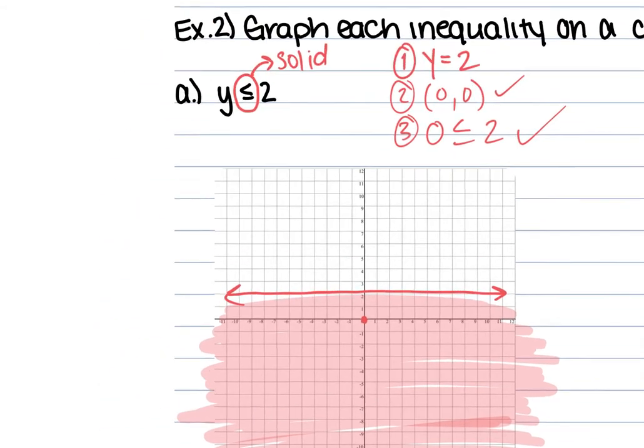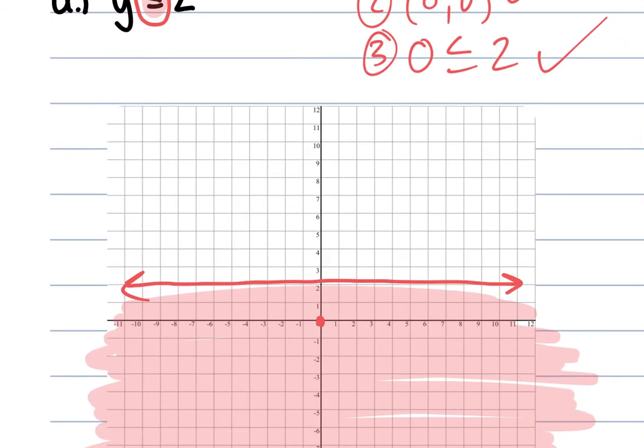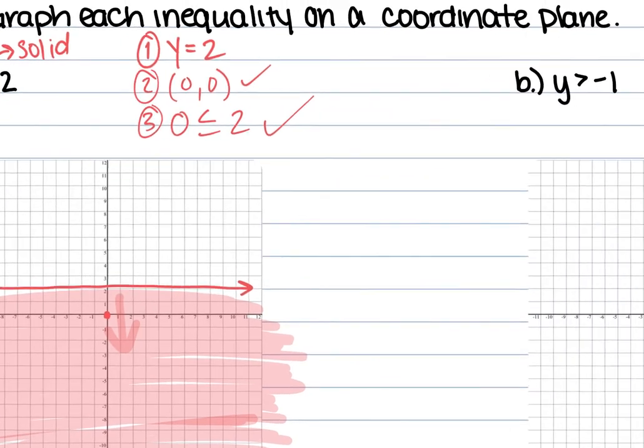Excellent. Okay, so Hannah brings up a good point. She says, since it's y is less than or equal to 2, what values of y are smaller than 2? All the values down here. Do you guys see that? Yeah. Okay, so she's saying you just shade below that line. She's absolutely right. All right, let's check out the next one.